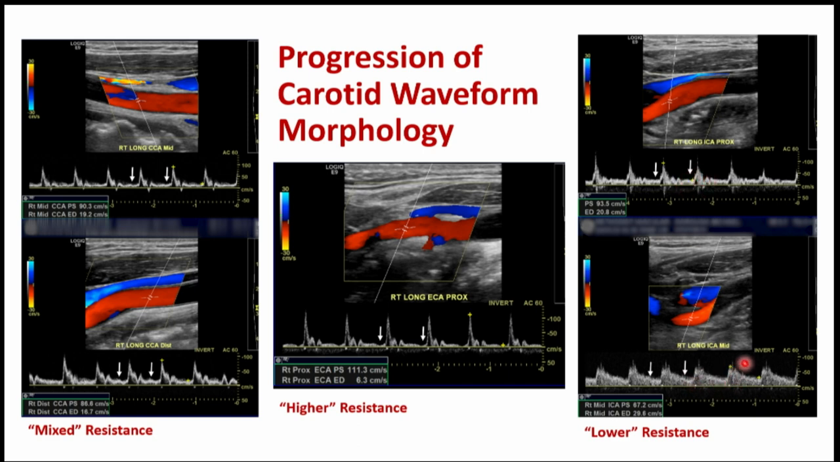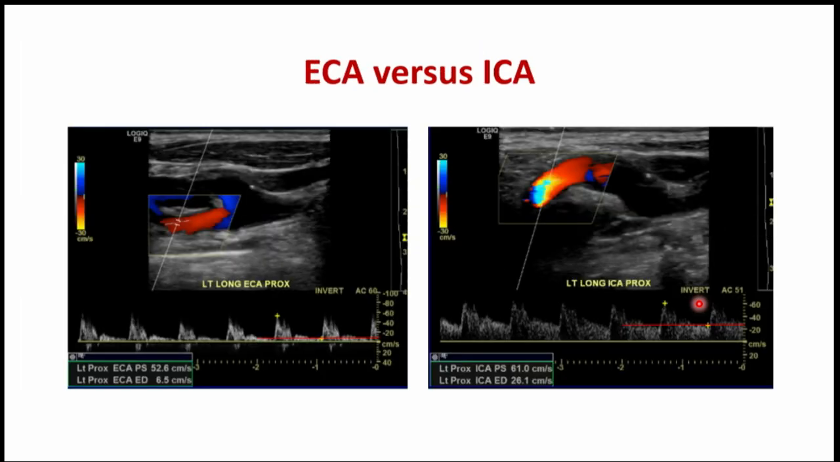And look at the internal carotid in the mid to distal portion. A lot of spectral broadening, very high or higher compared to the other waveforms in that same patient, a much higher diastolic component with spectral broadening, and that's a classic low resistance waveform. So here you've seen how the waveforms have progressed from the mid-common carotid to the mid-internal carotid artery.